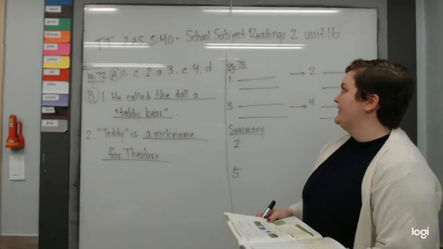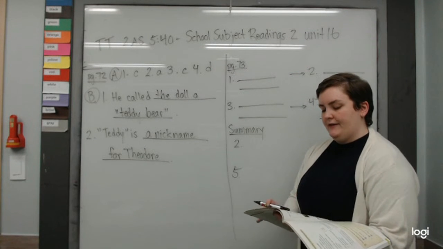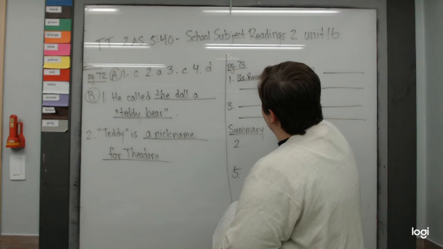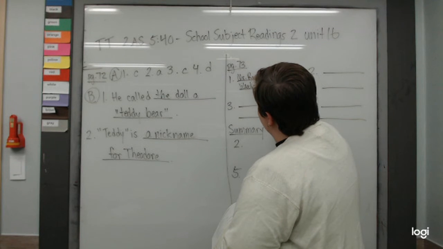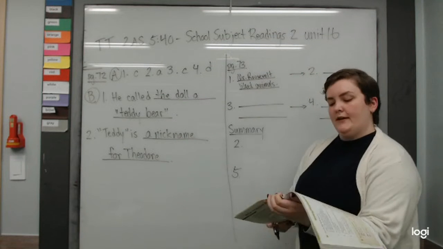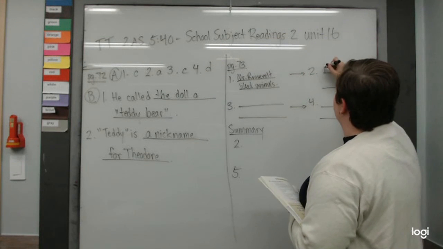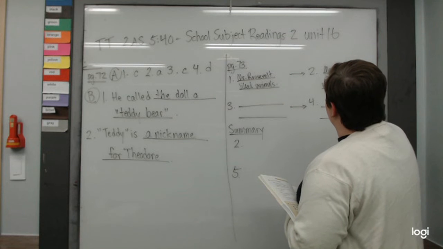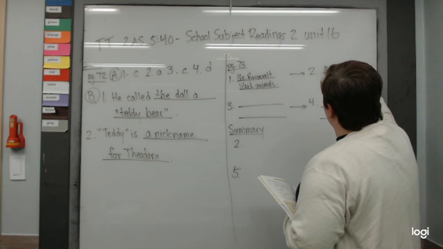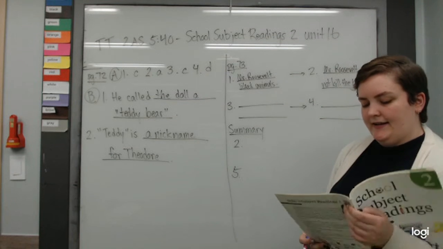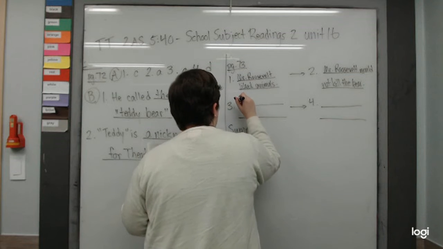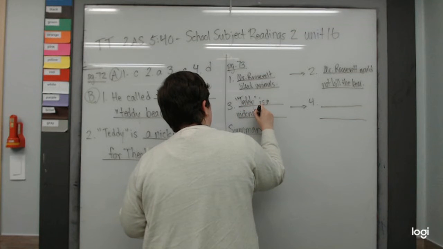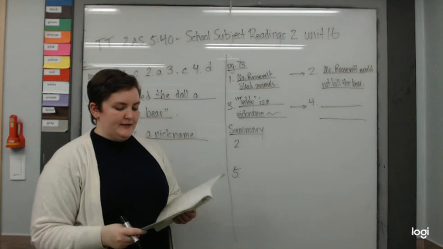Okay, page 73. Number one, so we're doing cause and effect. So, first, Mr. Roosevelt liked animals. So what was the effect? Mr. Roosevelt would not kill the bear. Okay, next, our next cause is Teddy is a nickname for Theodore. And our effect, Morris Mictum calls the doll a teddy bear.